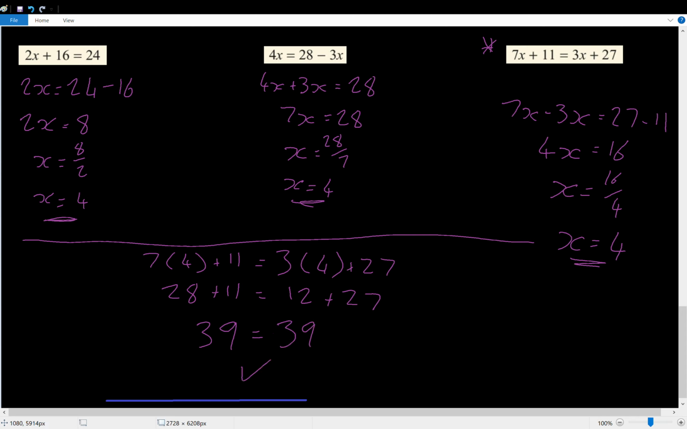So that checks out. So we know for certain that the value that we got for x in our third example here satisfies the equation. It is definitely a root of that equation. And that is the basics of linear algebra, or linear equations.